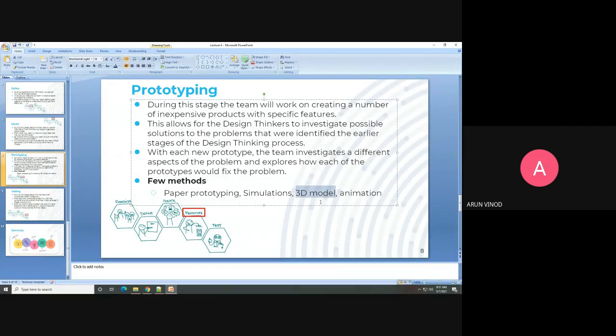3D models, okay, and then animations. You can create any kind of animations just showing, okay, this is the product, this will be the product. So this kind of methods you can follow. Prototyping of your actual product should be very important, and it should be inexpensive. So you are creating a prototype which is an inexpensive product, okay?